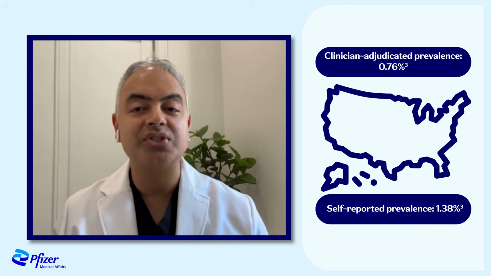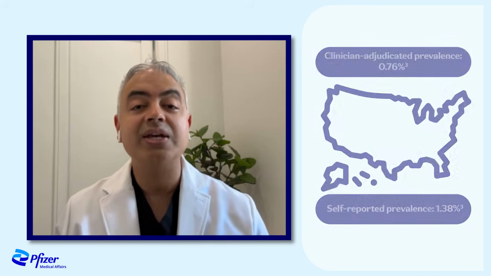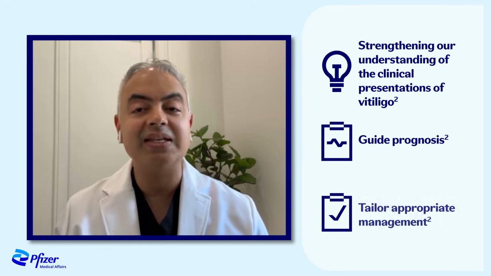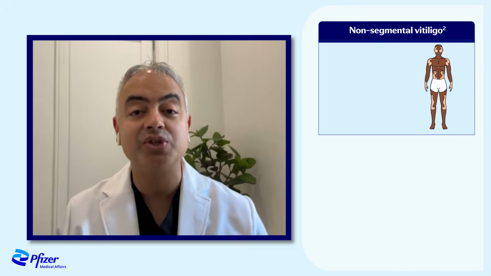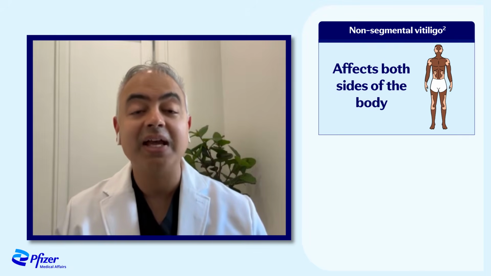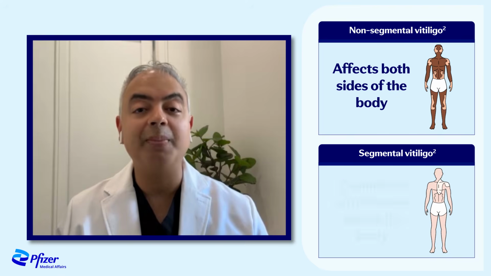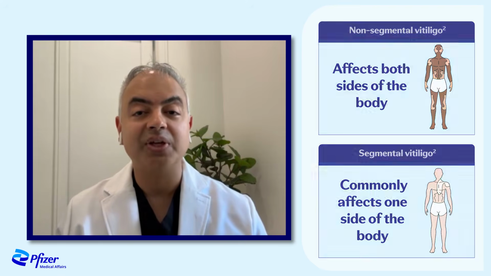A crucial first step in improving the lives of our patients is strengthening our understanding of the different clinical presentations of vitiligo to help guide prognosis and tailor appropriate management. With that in mind, during this video, I will briefly talk about the different clinical classifications of vitiligo. To start, vitiligo is clinically classified into two main types: non-segmental vitiligo, which affects both sides of the body, and segmental vitiligo, which most commonly only affects one side.